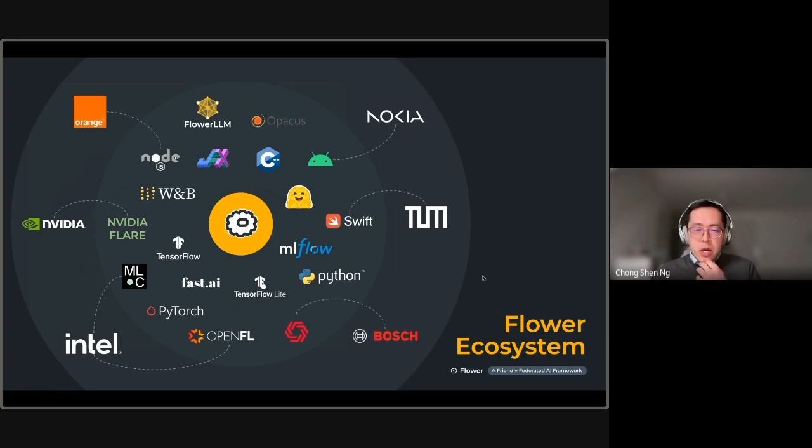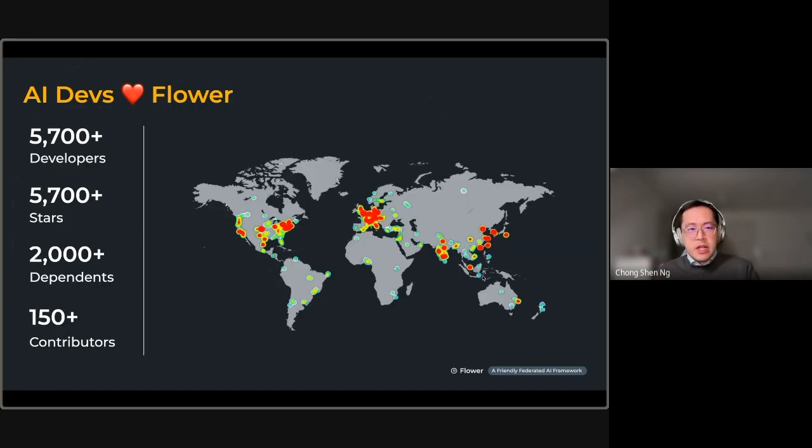In terms of our AI developers, the people who contribute to Flower, we find that AI devs actually love Flower. We have a lot of active involvement from around the world, 5,700 developers, and 5,700 stars. I counted this. I looked at this number just earlier today. We also have 2,000 dependent GitHub projects on Flower, which is pretty impressive in itself. And to date, we have 150 plus contributors to our open source repo.